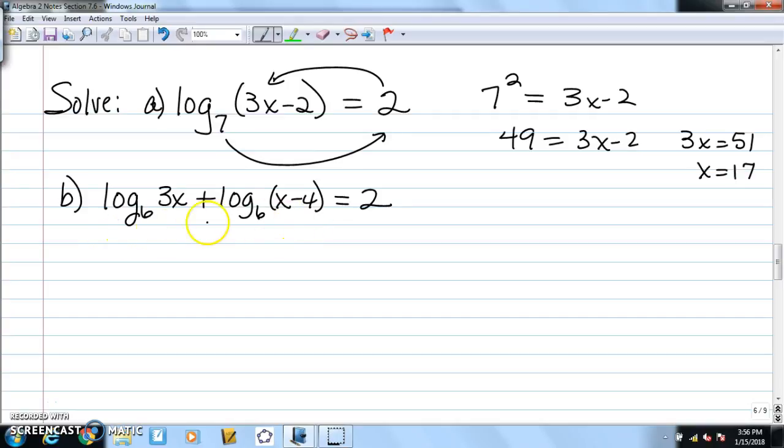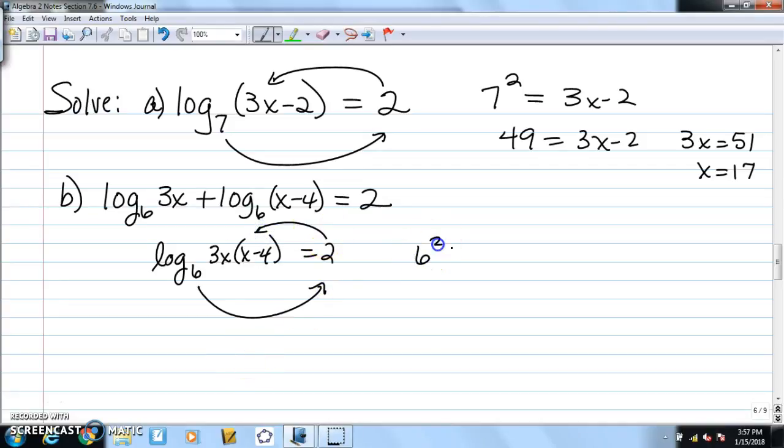Okay, now with this one, again, I don't have two logarithms set equal. Even if I move this over, I still have the 2. Okay, so I need to get a single logarithm. Well, this is where you apply what you learned about condensing logarithms. Okay, these are same base, they're added, so that means this is log base 6 of whatever 3x times x minus 4 is. Now you have a single logarithm. Now you can rewrite this as exponential. So 6 squared equals whatever 3x times x minus 4 is.